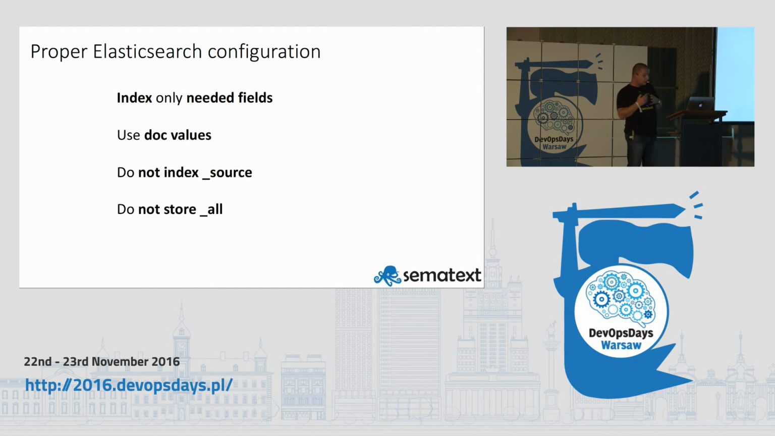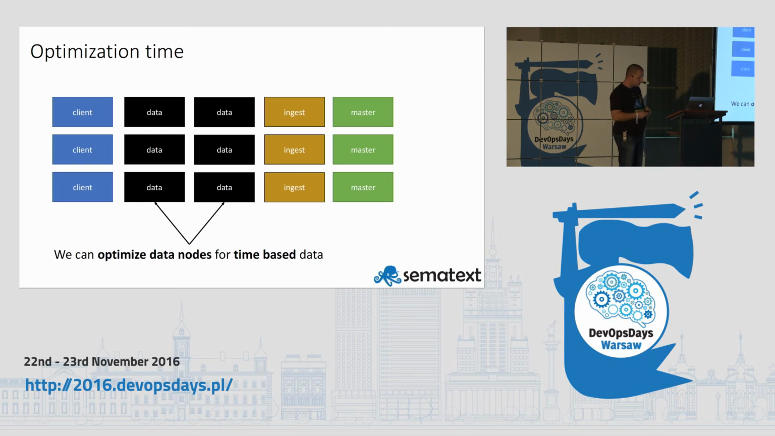So, in addition to that, index only needed fields. If you do not search on some data, do not index it. It's just a waste of resources of your servers. Use doc values to lower the pressure on the garbage collector. For aggregations, do not index the source field, because you already have the data in index fields, it doesn't make sense. Finally, do not store the all field, because it's usually the field that you gather from all the other fields, so you already have that information.